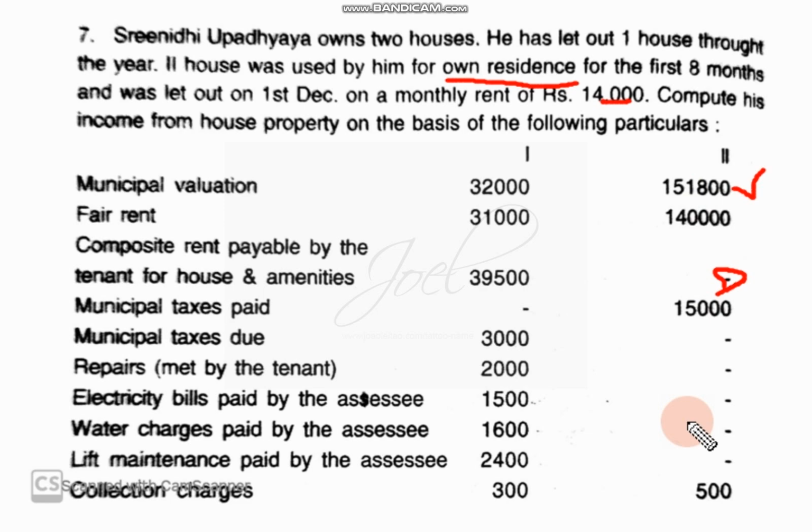When we do 14,000 into 4, you will get 48,000. When you compare 151,800 and 48,000, 151 itself will be the highest. In that way also you will get the highest value as 151 itself. But in the case of the second house, step 2 is not at all applicable, because rent received is less than expected rent.